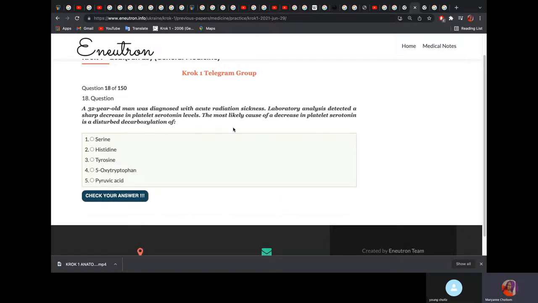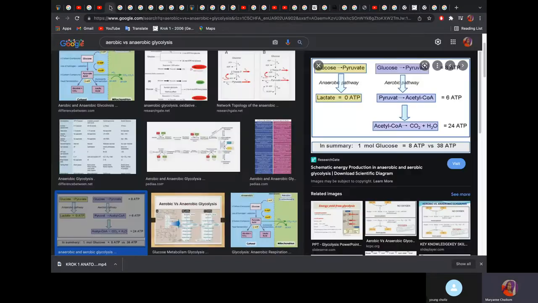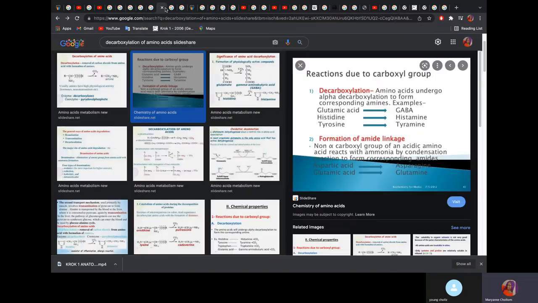A 32-year-old man was diagnosed with acute radiation disease. Lab analysis detected a sharp decrease in platelet serotonin level. The most likely cause of a decrease in platelet serotonin is a disturbed decarboxylation of what? You can see here, I think there's a photo I want to show. The decarboxylation of glutamic acid will give GABA, histidine will give histamine, and tyrosine will give tyramine.